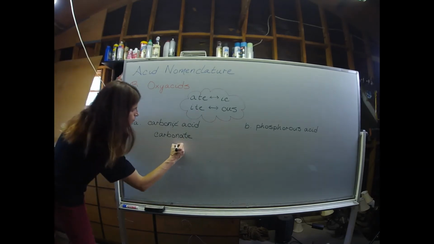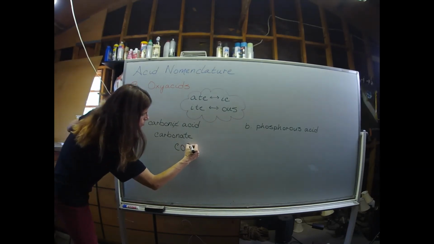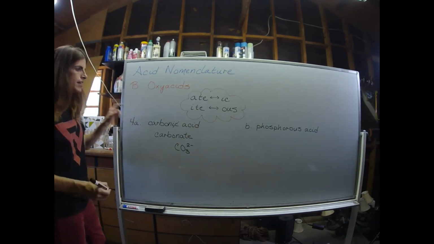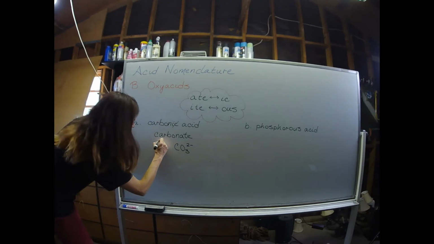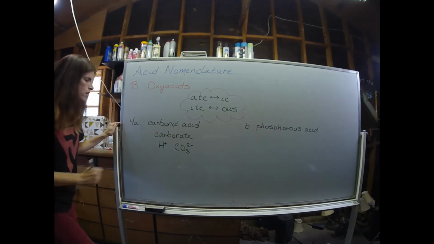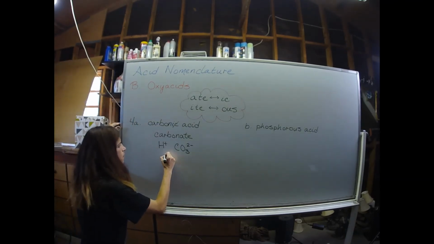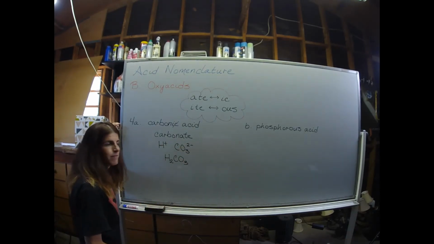Carbonate has the formula CO3 2-, and since it's an acid, I know that it's crisscrossed with H+. So I'm going to redo that crisscross and bring down the 2, giving me a formula of H2CO3 for carbonic acid.